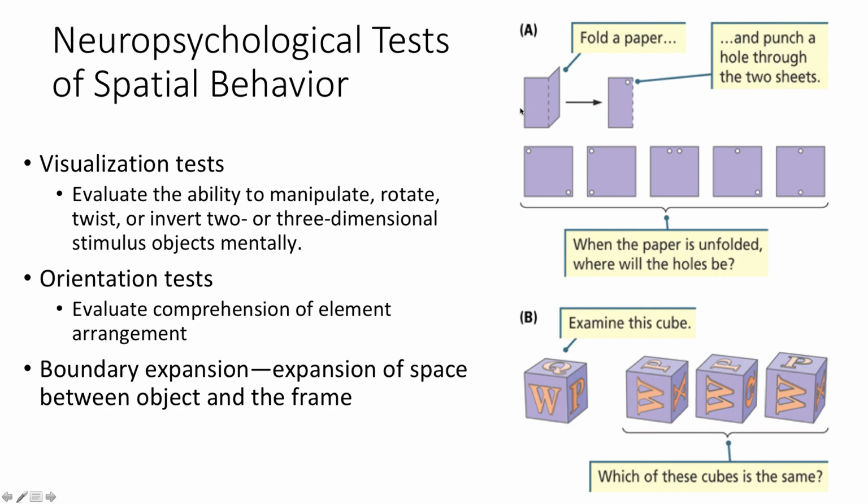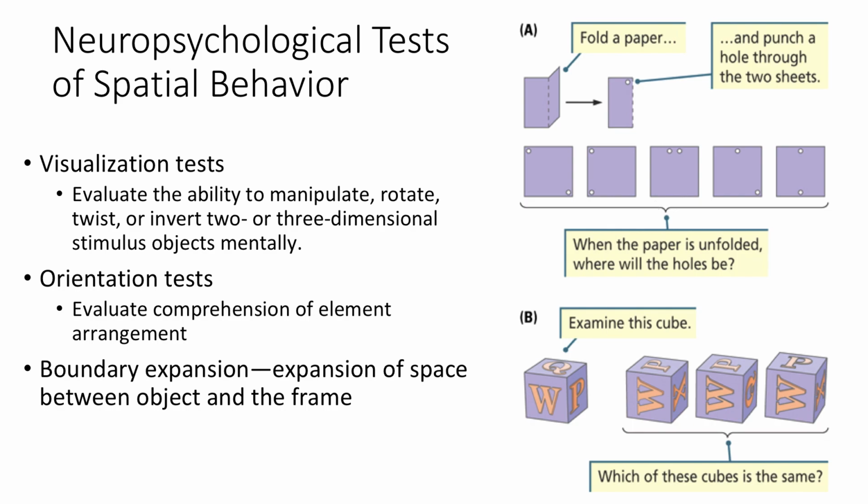An example of that is A right here. If you have a paper, and you fold it like that, where the fold is right here, and you punch a hole through that, which one of these is the same paper, or which one of these would represent that? If you unfold it, it would be this one, right? So this is a visualization test.